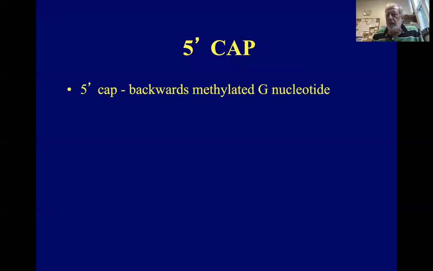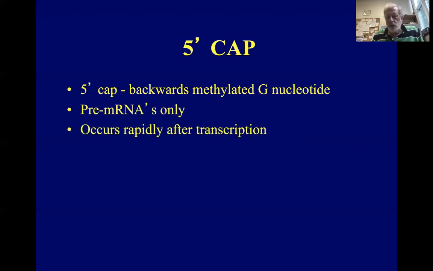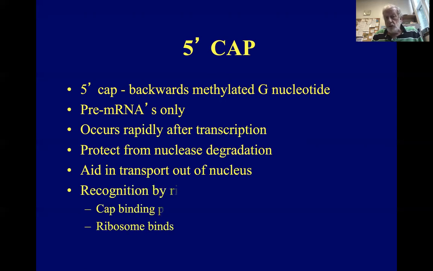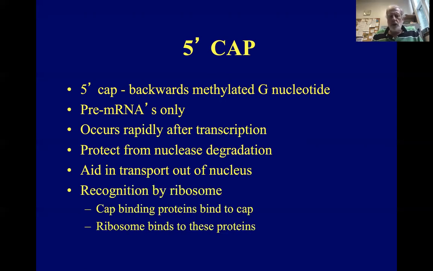It's a backwards methylated G nucleotide. It's added to pre-messenger RNAs of eukaryotes only. It occurs rapidly after transcription. It helps protect the molecule from degradation by nucleases in the cell, and it aids in transport out of the nucleus into the cytoplasm where translation occurs. It's also important in ribosomal recognition. So these different molecules have to be able to recognize each other and come together for these processes to occur. And as we'll see, translation is a pretty complicated process.